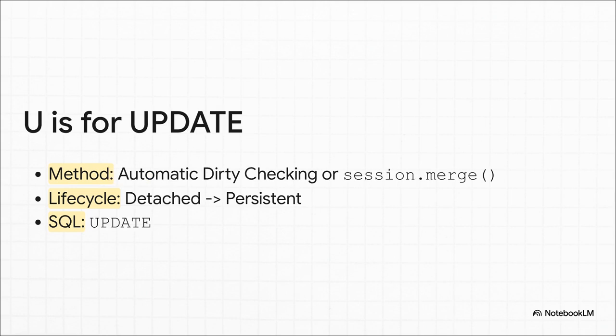Okay, and update? This is where the whole lifecycle concept really pays off. If your object is already persistent, you just change it. That's it. You change a property, and Hibernate's automatic dirty checking just sees it and handles the update for you. If your object is detached, you use session.merge to bring those changes back into a new persistent object. 2 different paths, same result.